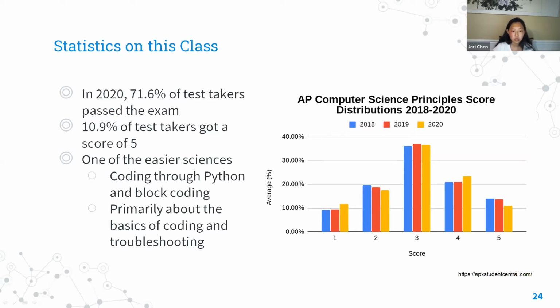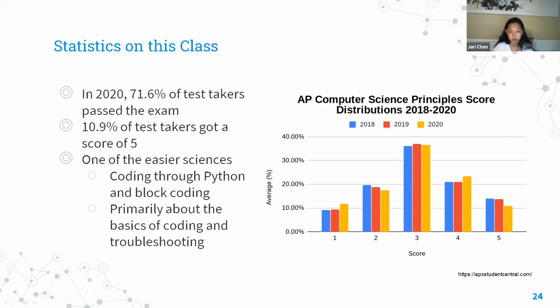So you're coding in this class because it's computer science, there's coding. It's all through Python and block coding, but also it kind of depends on what your teacher likes to teach. Sometimes there's Java, but it is mostly Python and block coding. This class teaches primarily the basics of coding and troubleshooting. So that's what you'll basically learn. In my school, most kids take this class in their sophomore year as well, 10th grade. So it is also during the beginning of high school.